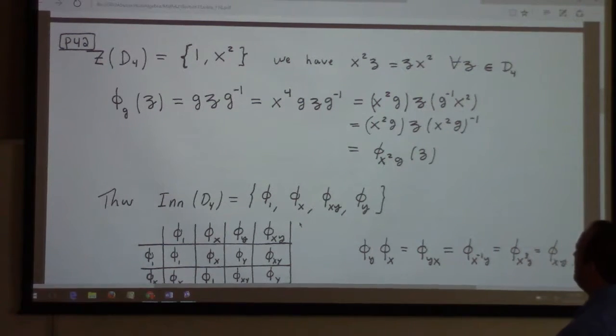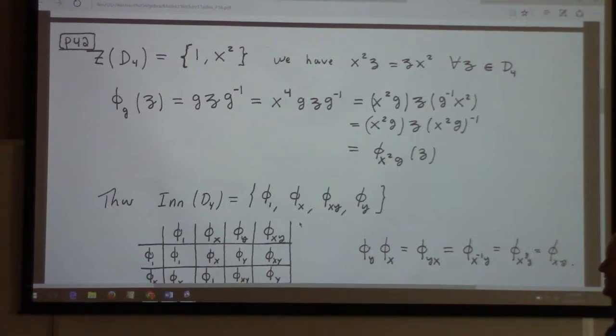So problem 42, what was the statement of the problem? I think I was supposed to calculate the inner automorphisms of D4. It says calculate the inner automorphisms of D4. It's a little bit vague what that means. So what I should have said is determine the distinct inner automorphisms of D4, then find their Cayley table. To make it more interesting, what is it isomorphic to? In a future year, that's how I should reformulate this problem.